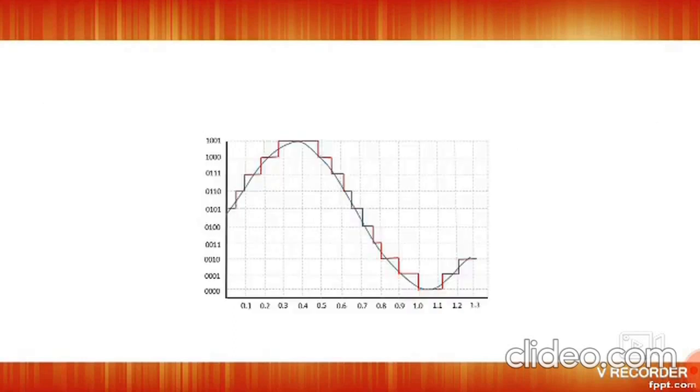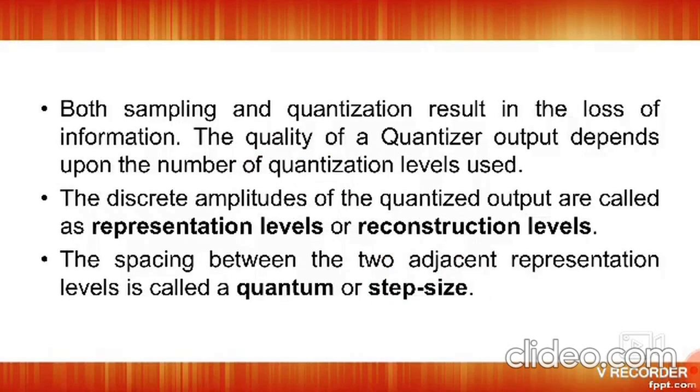Here is the given input analog signal of the quantizer. After quantization, it is converted to discrete time amplitude levels, which can be done by different quantization levels. Both sampling and quantization result in loss of information. Because of sampling, some error occurs, called sampling error. Because of the rounding off process in quantization, some error also occurs in the quantization process, and that is called quantization error.